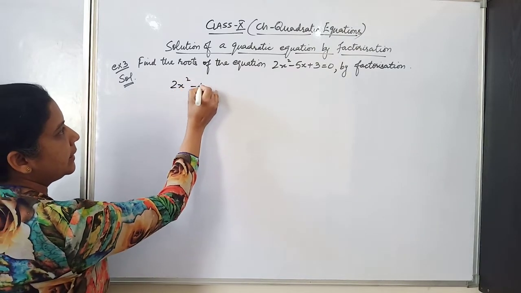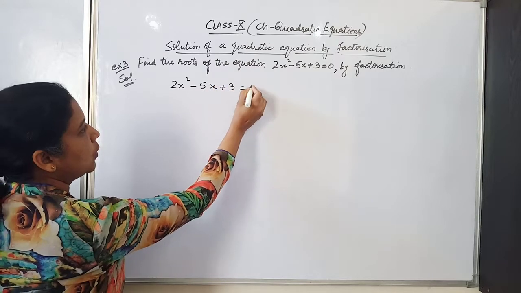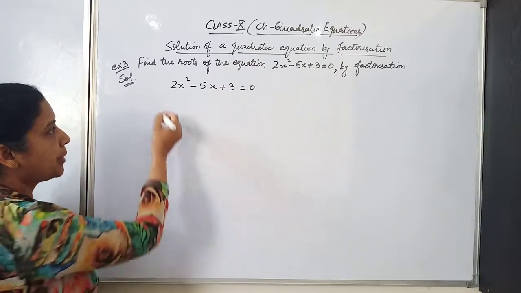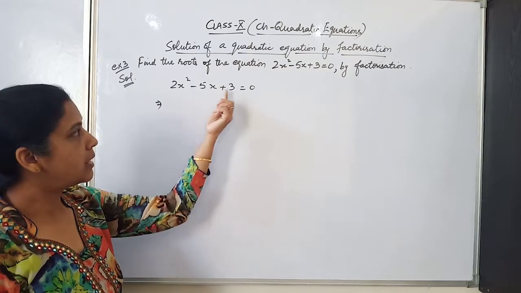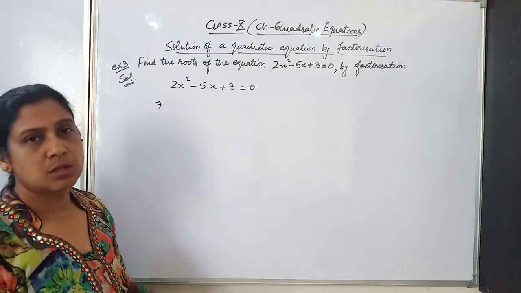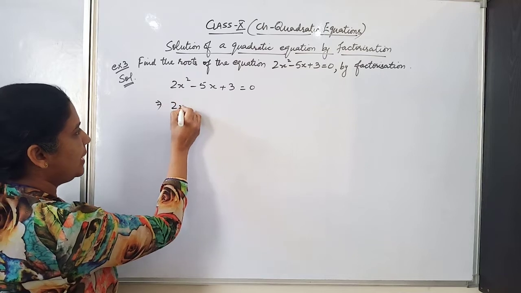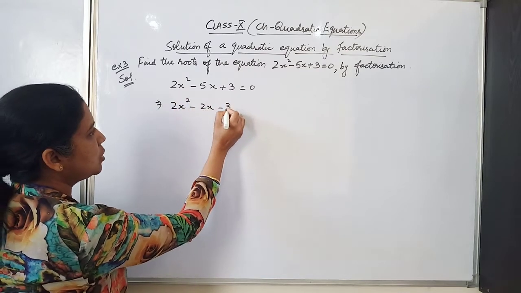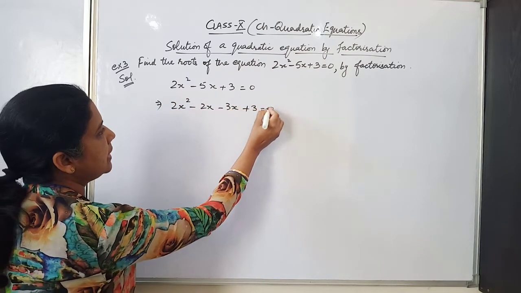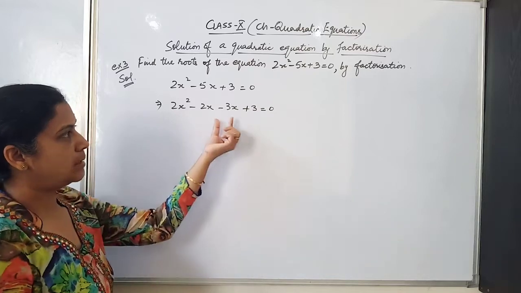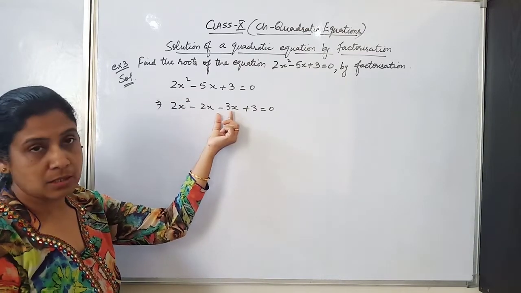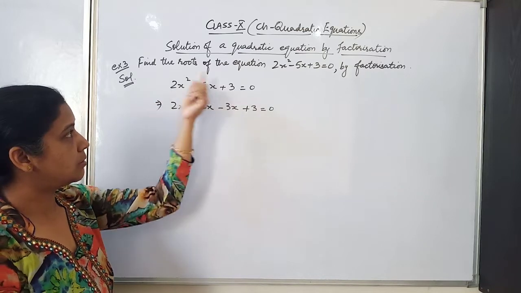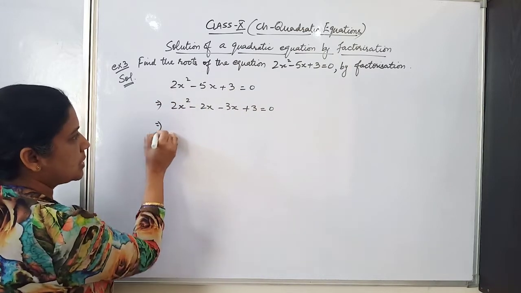I will be writing down the given quadratic equation first of all. Now I have to look for two numbers whose sum is -5 and product is 3 into 2, 6. So very easy numbers, -2x minus 3x. When I add -2 minus 3 gives me -5, and if I multiply -2 with -3 gives me a positive 6. 3 2s are 6, which was required.